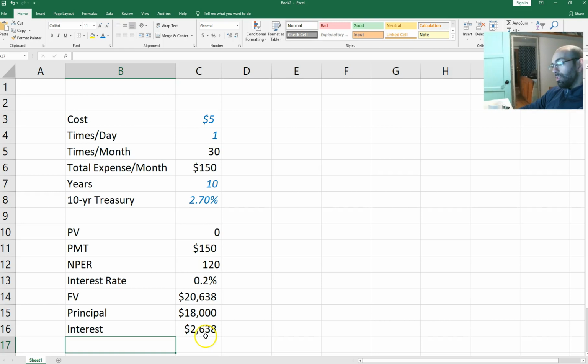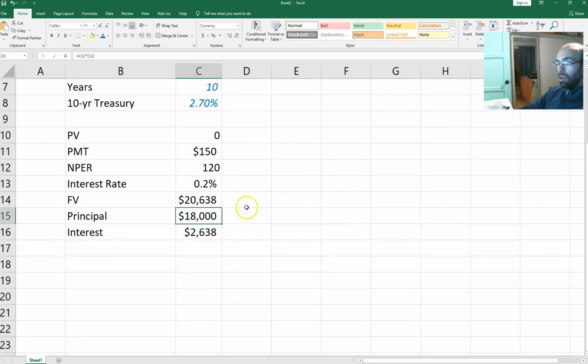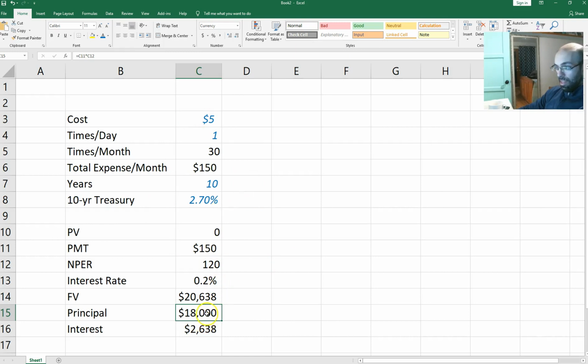So 2,638 of interest. Of course, your principal is really the large amount here that you would have saved. Now let's just think about different rates of return. What if it was 5%? Well, now the principal is still the same, but your opportunity cost of interest is 5,300.